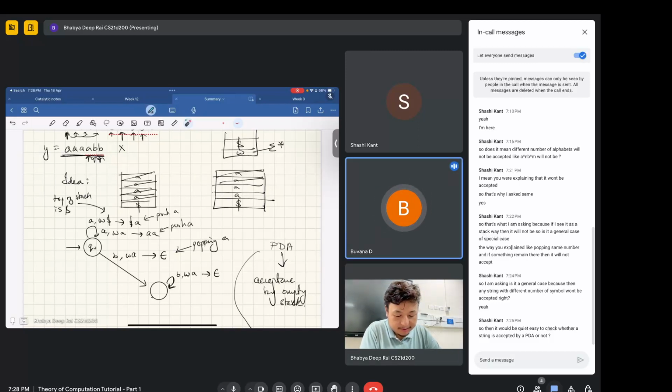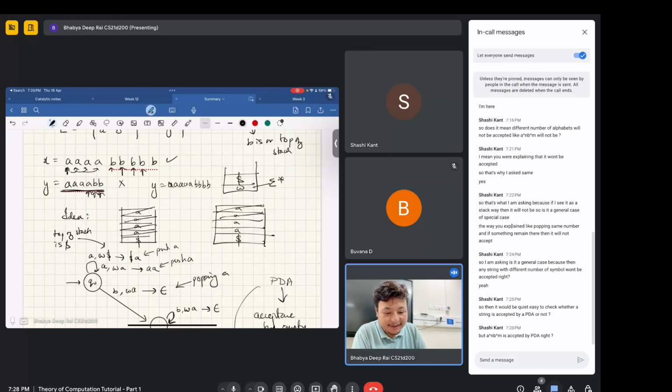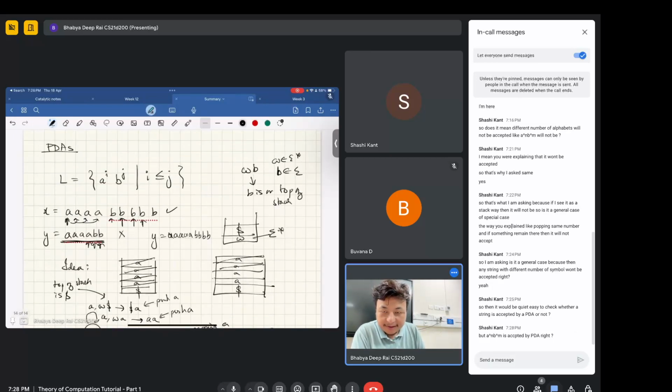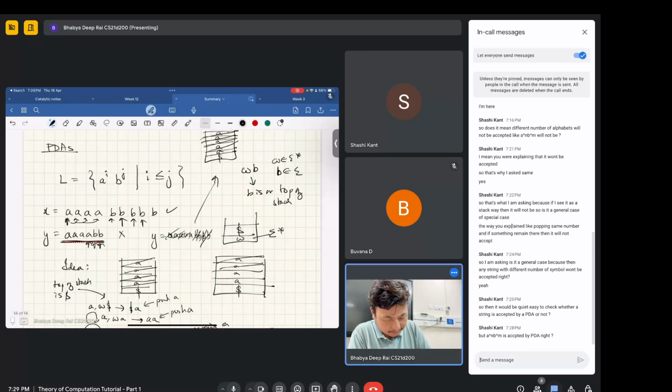But if five B's are there for four A's, yeah, five B's and four A's, it should not be accepted, right? So what happens for five B's and four A's? A dollar will be pushed. I'll push an A, then another A, then another A, and another A, right? All these are pushed. Now I'll see a B, then I'll pop an A. I'll see another B, and I'll pop an A. I'll see another B, I'll pop an A. I'll see another B, and I'll pop an A. And I'm still in this state. Okay, and there is one A remaining, and my string has finished. The stack is not empty, so I'll reject.